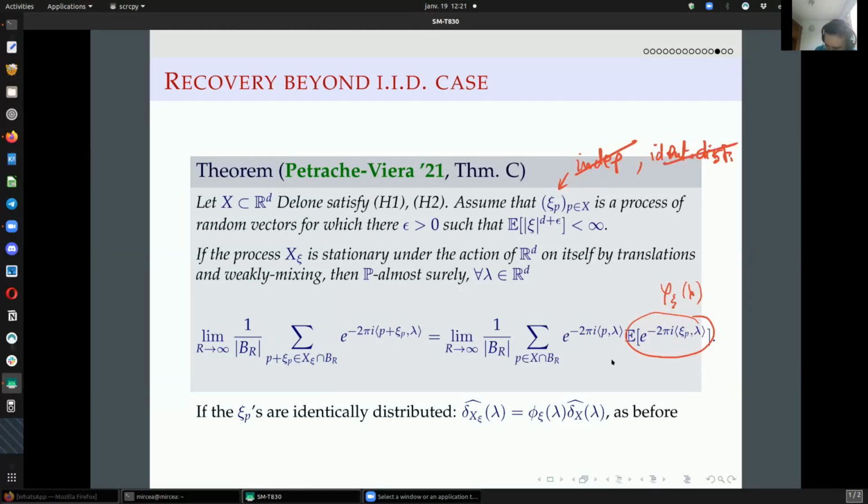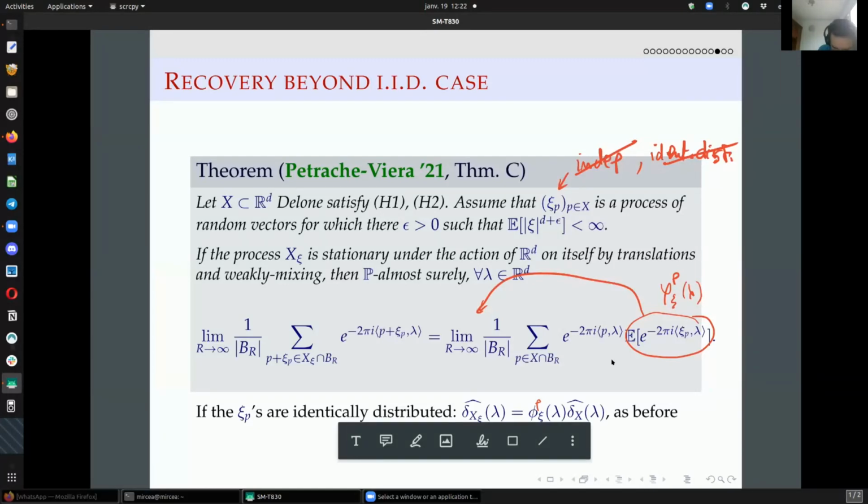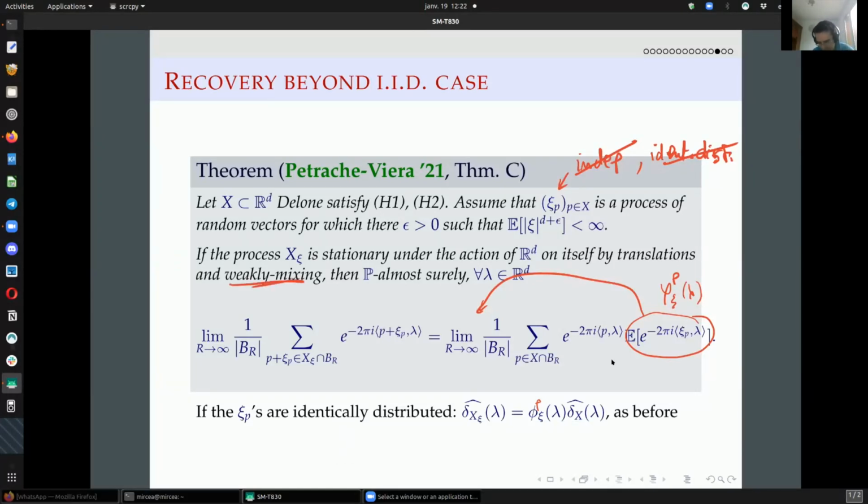So in general, I have a different characteristic function for every p, but still I can obtain that. And here this is depending on p, right? Here it's not. If the xi_p would be identically distributed, I could put this term in front as a factor, and I would get the same as in the previous result. So basically, this is the other type of result: if you have weakly mixing, after you perturb, you obtain a weakly mixing stationary process, you still can recover.